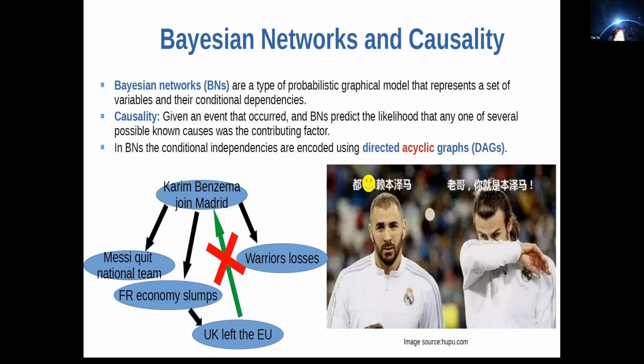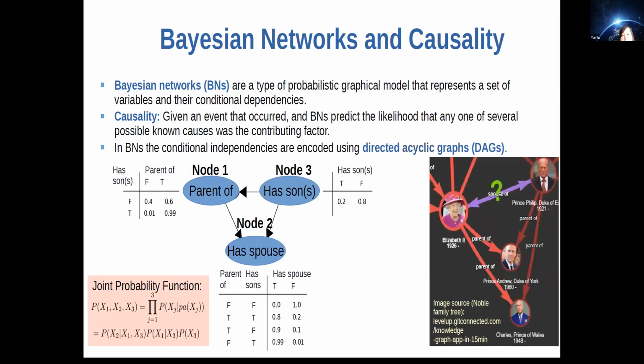So that actually induces the second important property of this Bayesian network: the associated graph should be acyclic. There shouldn't be a causal cycle inside it. We already know that there is an edge from Benzema joined Real Madrid to UK left the EU, but there cannot be a directed edge from UK left the EU to Benzema. Okay, so we have been talking about a funny example.